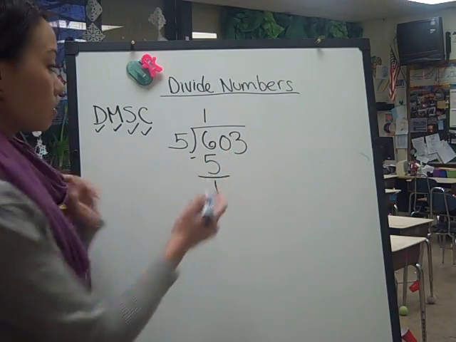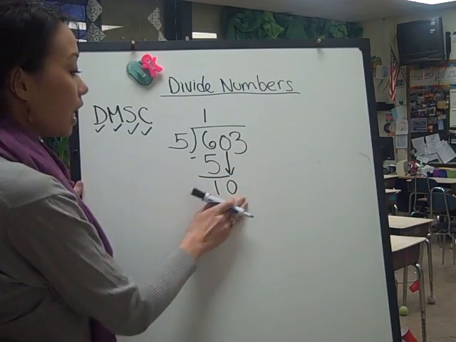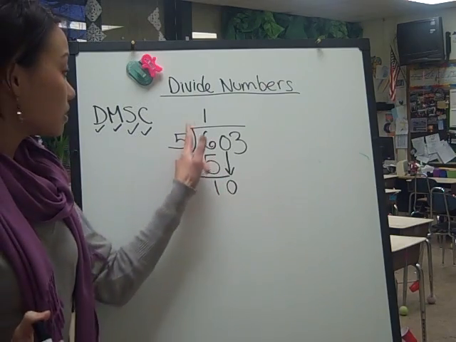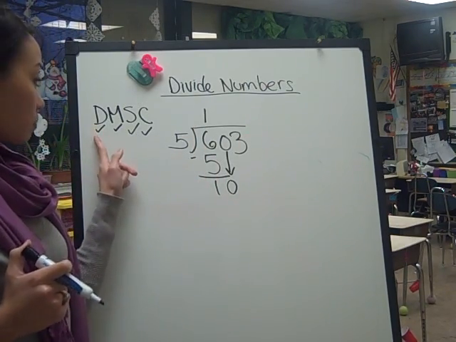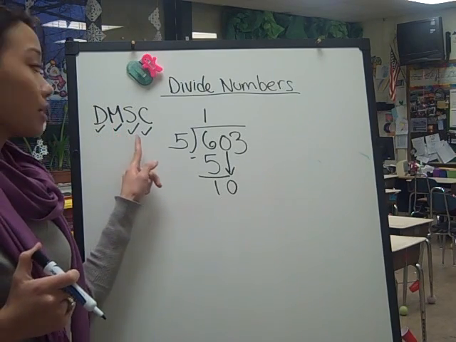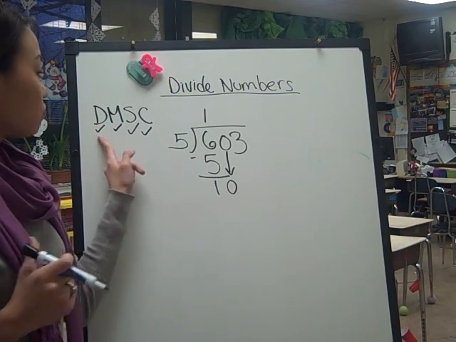Okay, so 0 gets brought down. Hot, hot, hot, 0 comes down. Now I have 10 slices inside my Pizza Hut. I need to start my steps over because I've completed my divide, my multiply, subtract, and compare. So now I have 10 ready to divide.